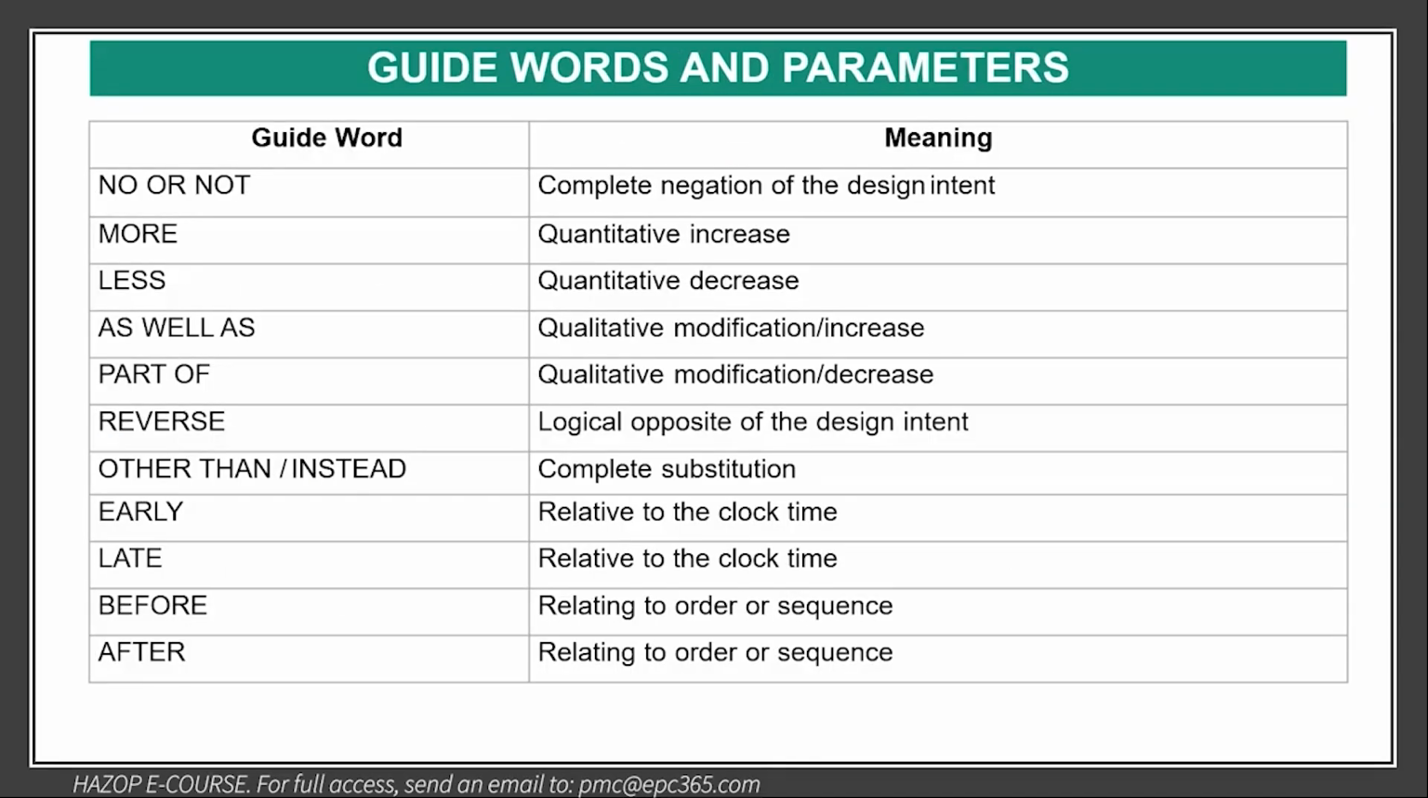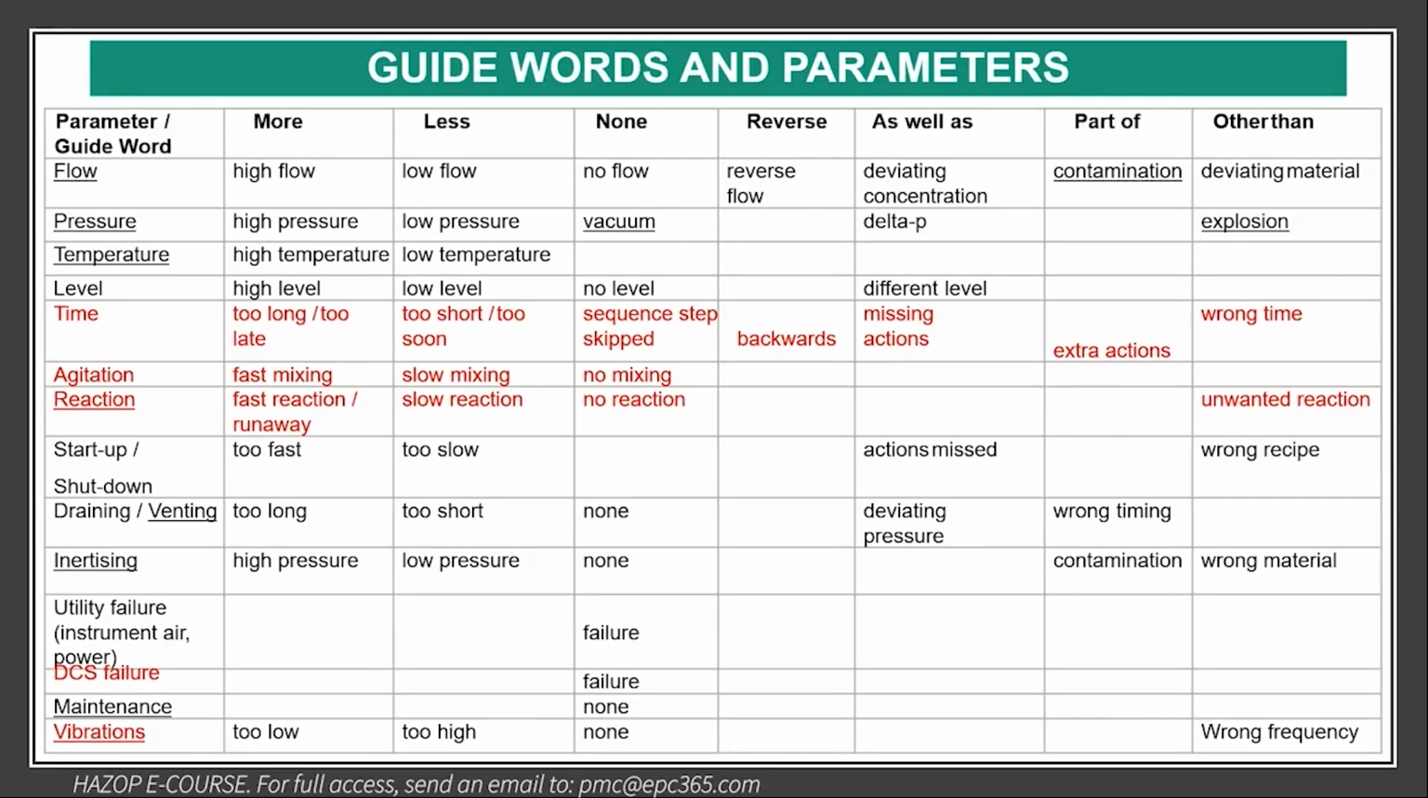So let's go into a little more detail about guide words and parameters. For example, no or not means complete negation of the planned intent. More is qualitative increase. Less is qualitative decrease. And all of these are the guide words that we use: more, less, reverse, part of. And these are guide words and parameters.